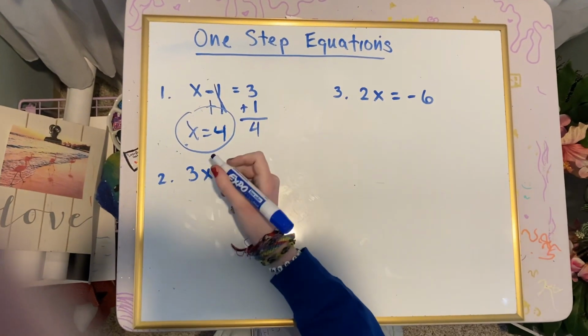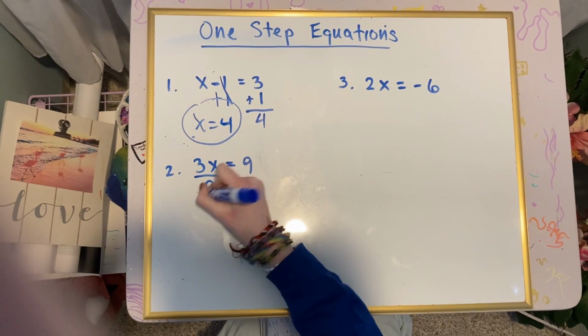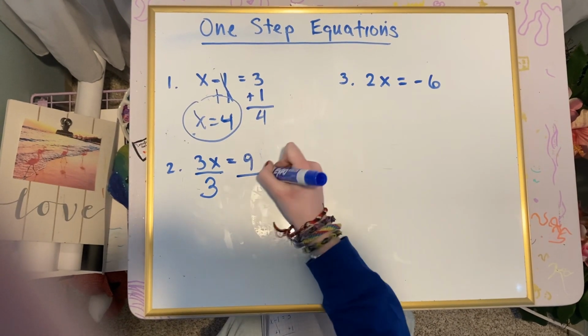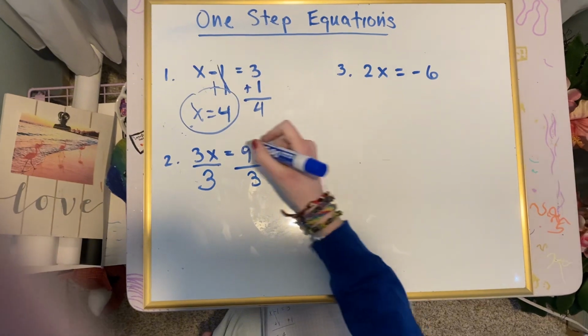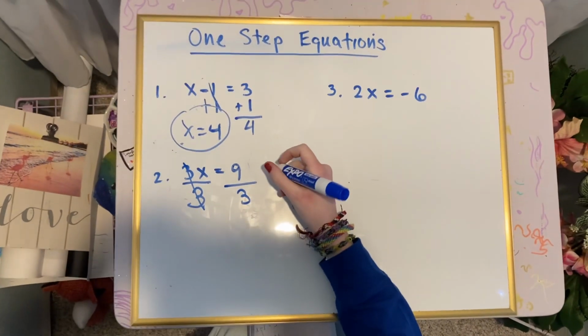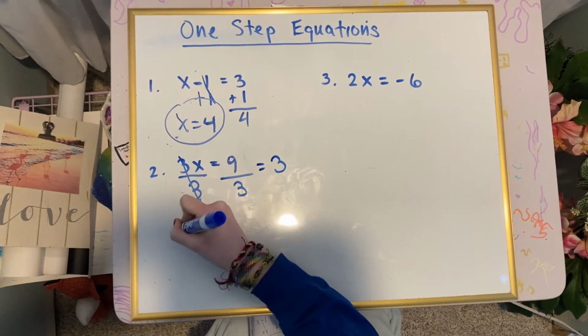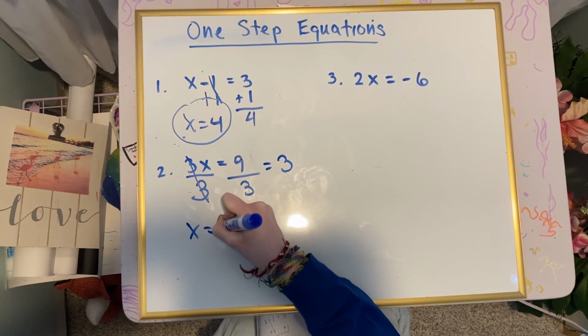Next one, since this is multiplication, we have to divide it by 3. So 3 divided by 3 cancels out, and now 9 divided by 3 is 3, so the answer is x equals 3.